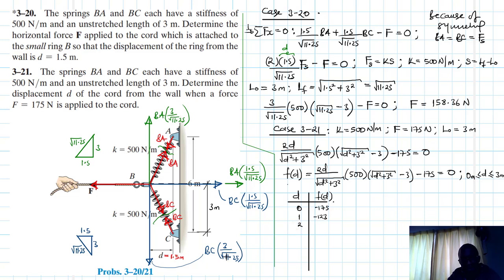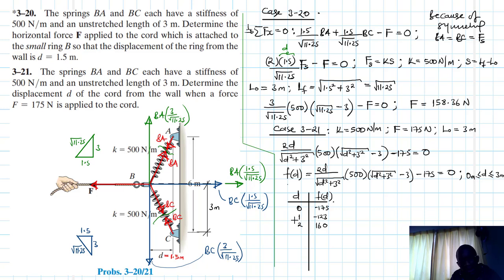So let's make it 2. So 2 squared becomes 4, plus 9, that's 13, root of 13 times 500 times root of 13 minus 3 and then minus 175. So it becomes a positive 160. So we know that in between 1 and 2, this is where the solution lies.